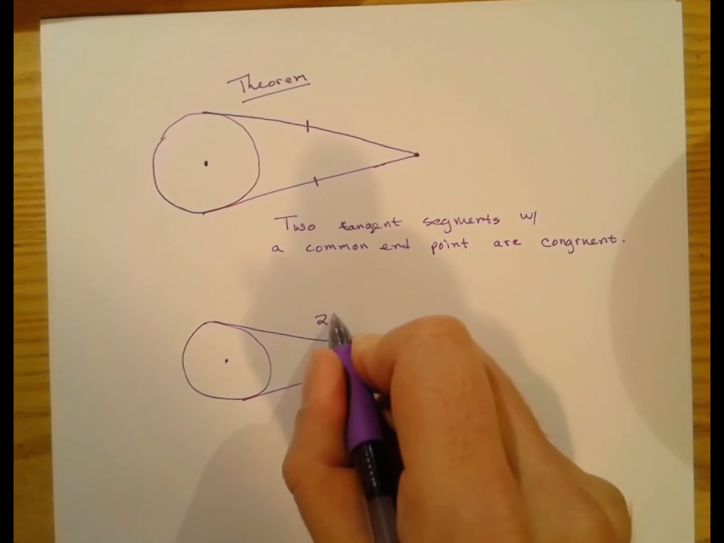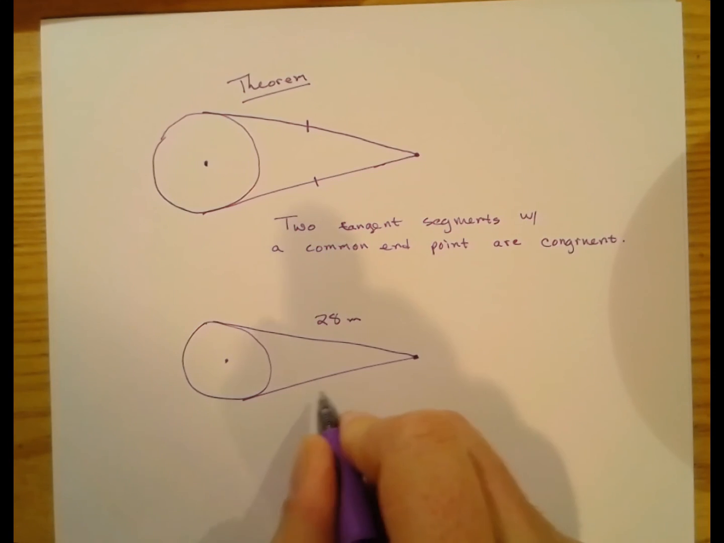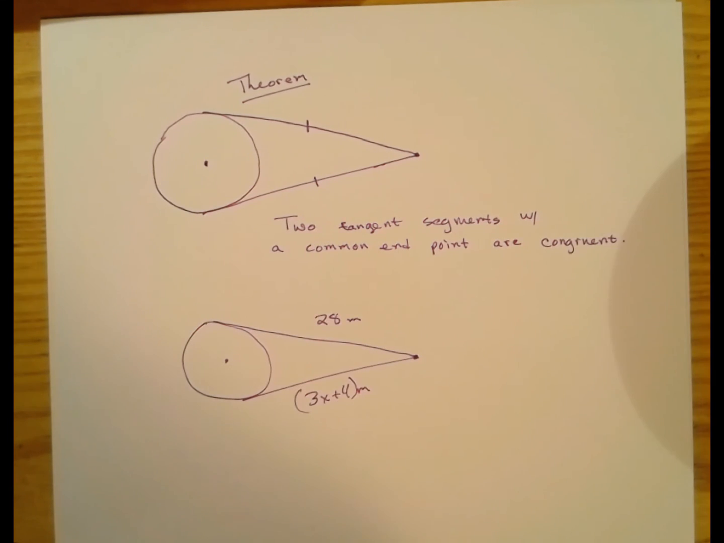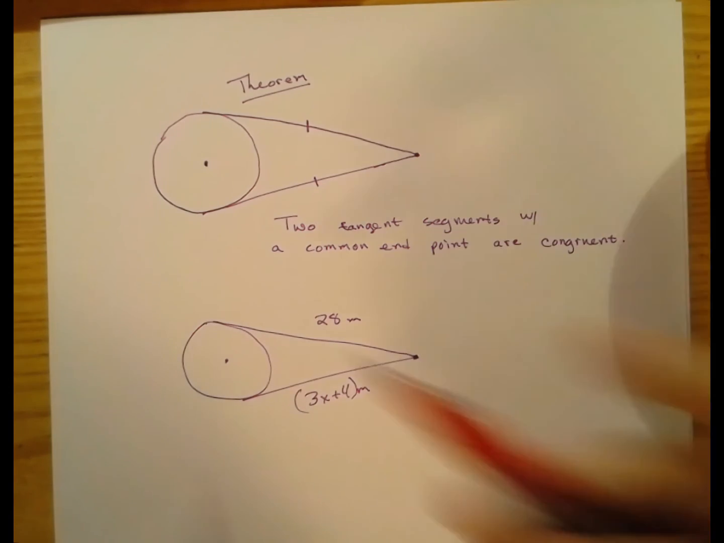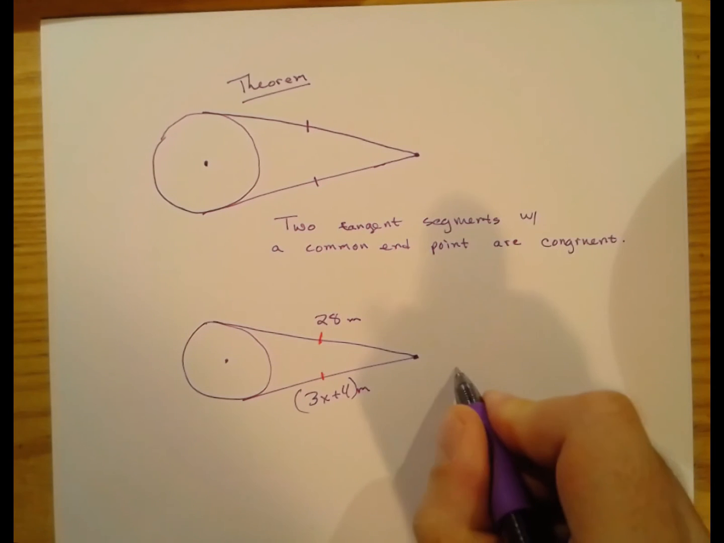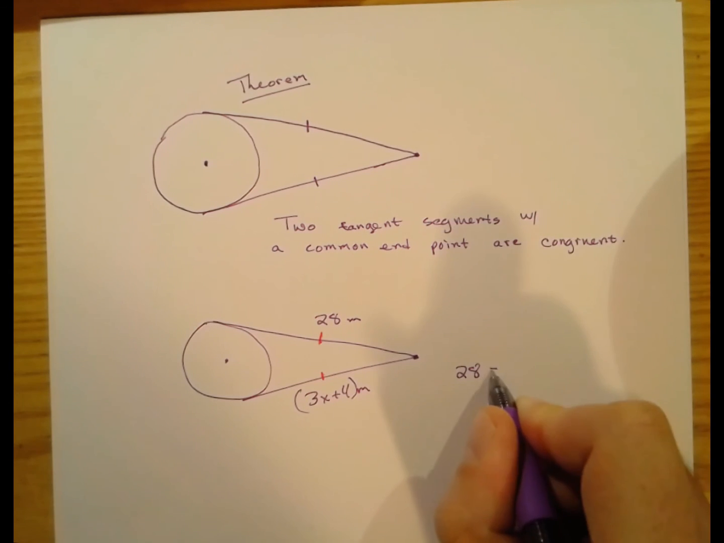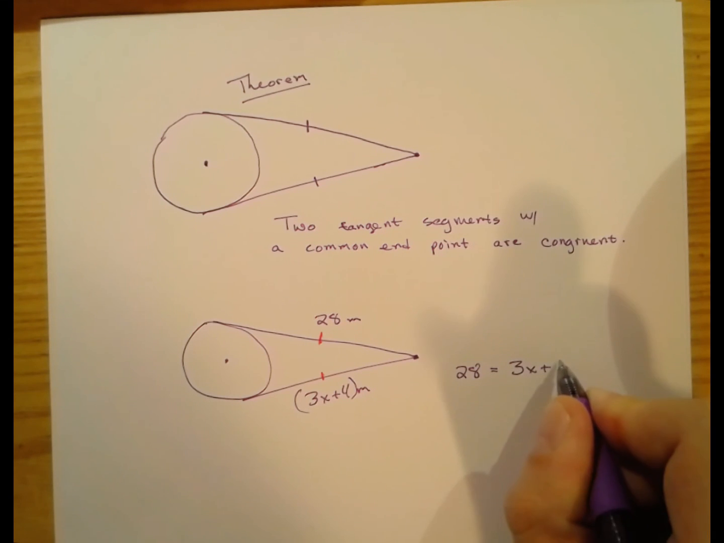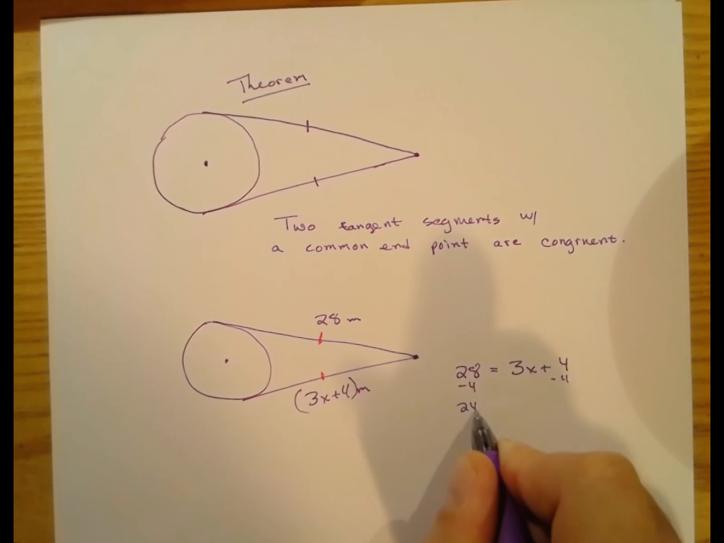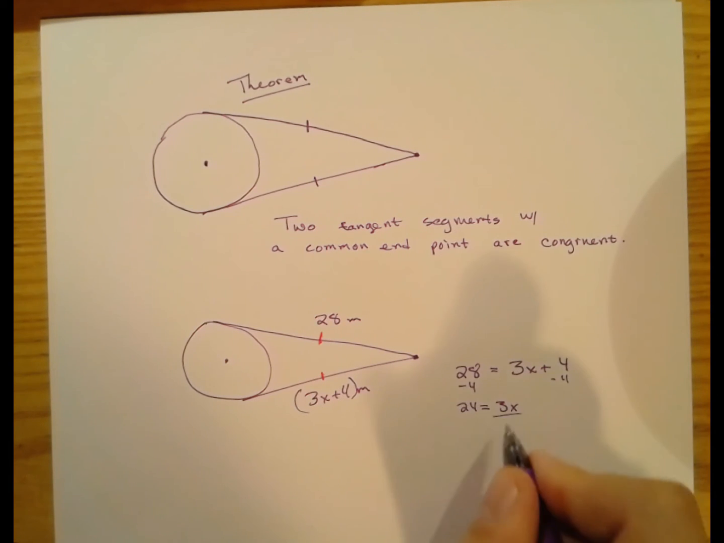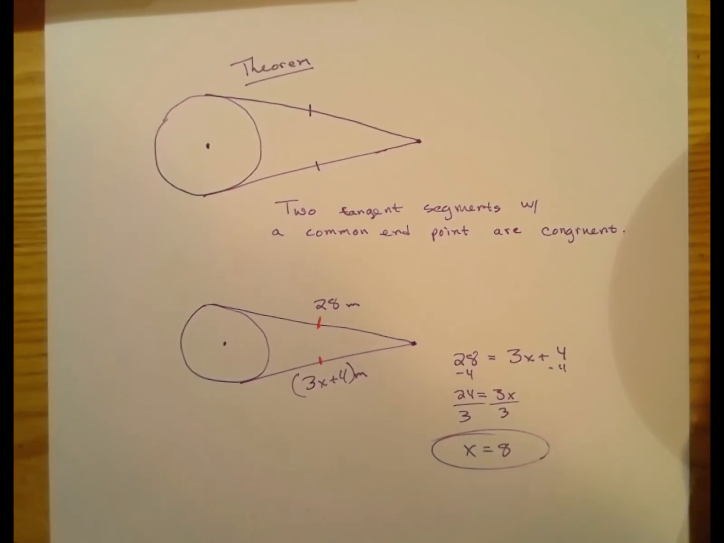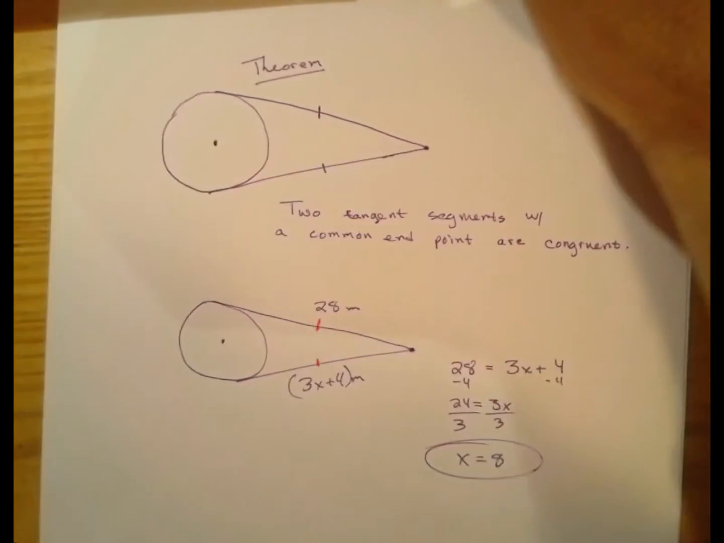So if I had like 28 meters here and 3x plus 4 meters here, for example, the key is, oh, hey, these are congruent. We can set these two expressions equal to each other. And then, of course, just go ahead and use a little algebra and solve for your variable. That's pretty much that. All right, so that's pretty much 10.1 in a nutshell.